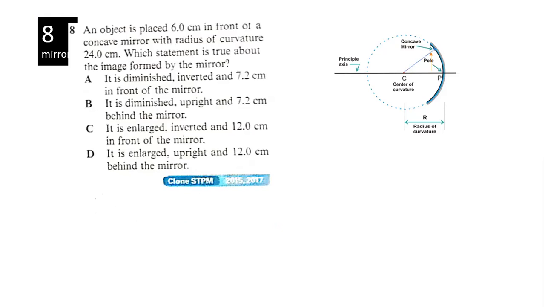How about this one? An object is placed 6 cm. I think we won't bother about that. Okay, we'll try this one, since it's a clone STPM question. An object is placed 6 cm in front of a concave mirror with radius of curvature 24 cm. Let's have a picture. That's a concave mirror. That's how it looks like. Which statement is true about the image formed by the mirror? What's the answer?